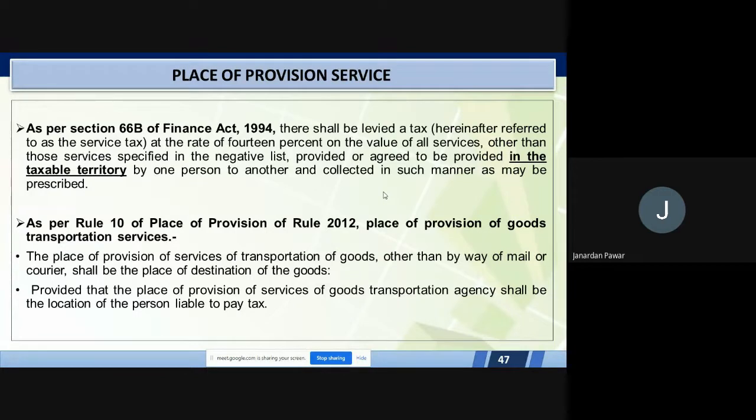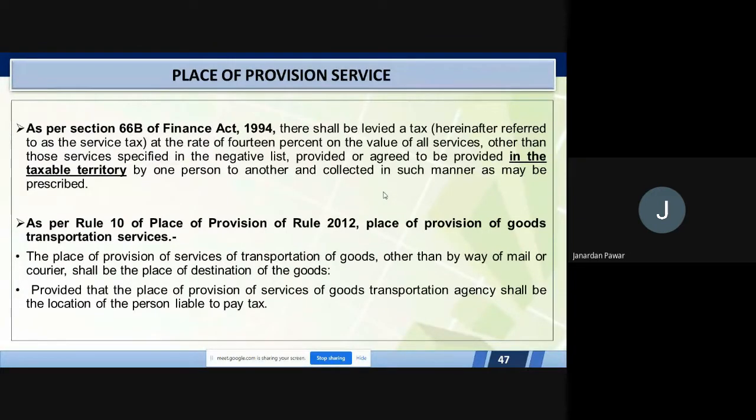I think you guys were aware of the tax percentage of service tax. When it was abolished, the percentage was 16%. And they are talking about when it was 14%, other than services specified in the negative list. Negative list means those elements which didn't have any tax as such. Services provided or agreed to be provided in the taxable territory by one person to another, and collected in such manner as may be prescribed.